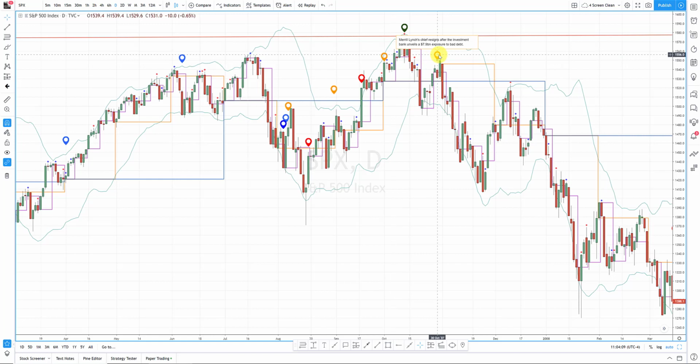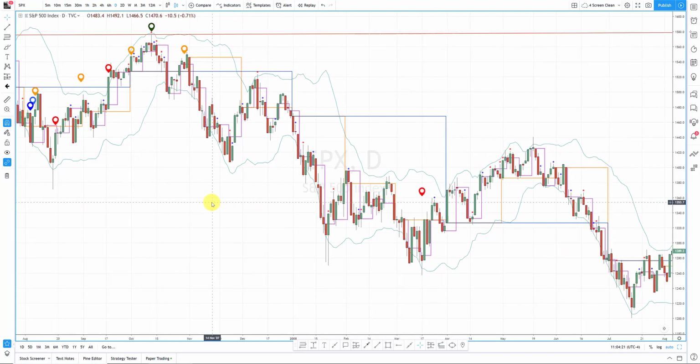Okay, then here on October the 30th, about 2 weeks after the all-time highs, Merrill Lynch's chief executive resigns after close to $8 billion in bad debt. Not key, but interesting. Then fast forward to March. So a good 5 months later, this is where Bear Stearns is acquired by JP Morgan.